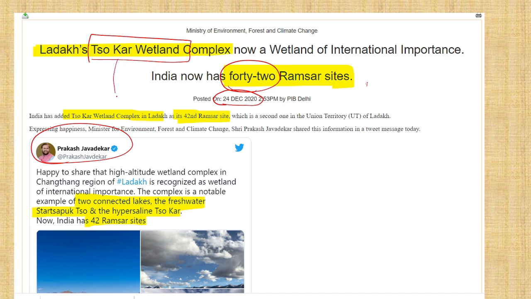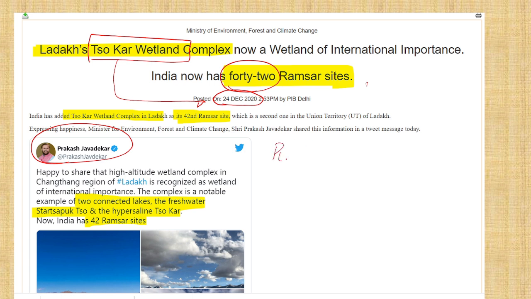But I feel this is important in current affairs. If other sites have been added, please check, and you can put it in the comments also. But I feel this is important. It's the 42nd Ramsar site. The environment minister has tweeted about it. They will ask you like this. What will UPSC ask you?